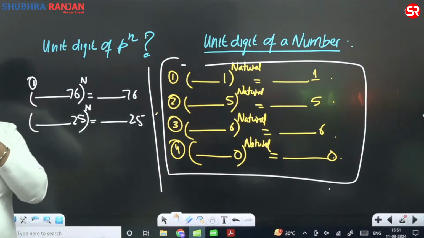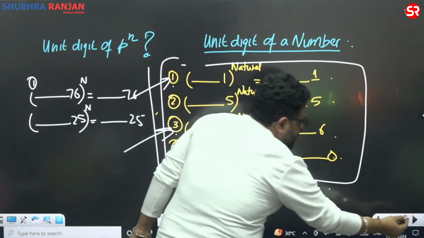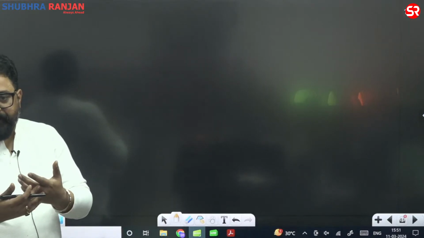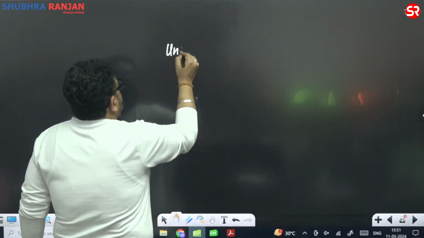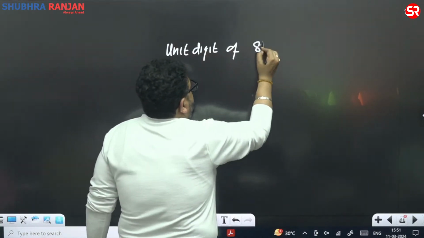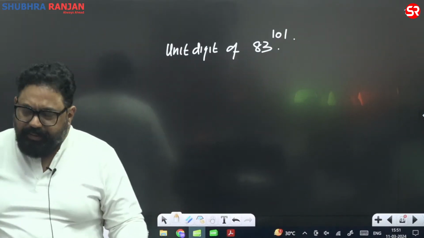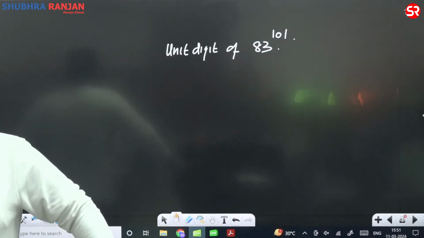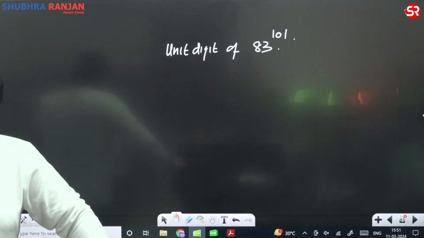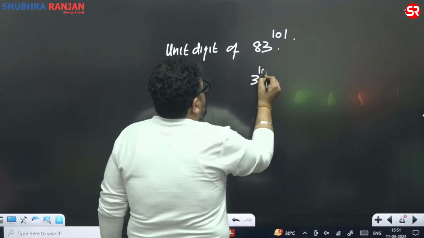This is the basic. Importantly, this part and this part. Now the question would be, what is the unit digit of 83 to the power 101? Suppose this is the question. You don't read 83. You only read this question as 3 to the power 101. Don't think about 2 digits, okay? So the question is, what is the unit digit of 3 to the power 101?